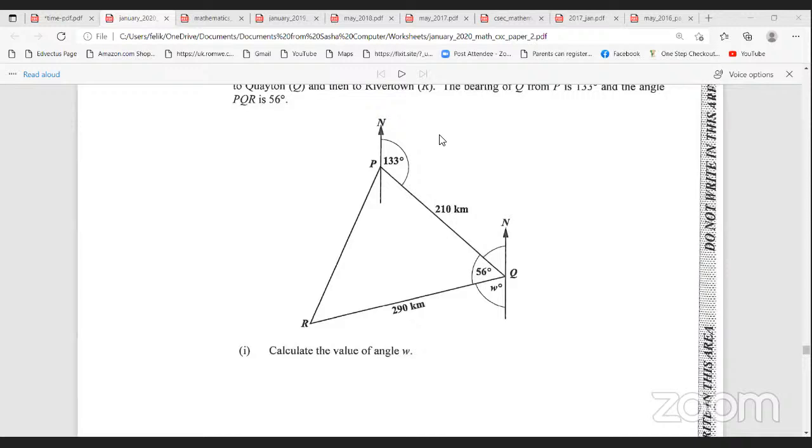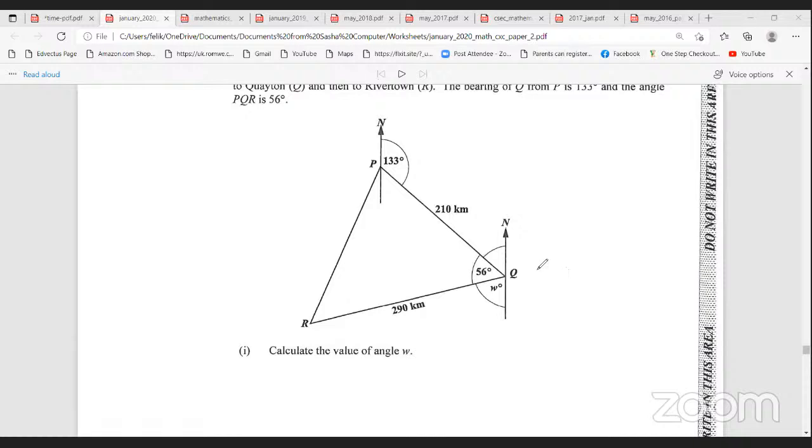Where is it that the angle is going to be? We know that the angle is going to be at point Q because that's where the "from" is. Right? So we know our angle is going to be somewhere here. That's what our angle is going to be.